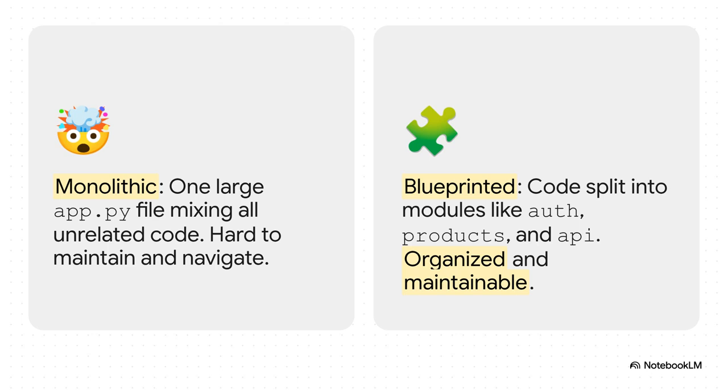And you can see the benefit immediately. Look at this. On the one hand, you've got the monolith, one giant file where everything's jumbled together. User logins, product pages, API stuff, it's a mess. But with blueprints, you get this clean, logical structure. Got a bug in the login process? Easy. You just go straight to the auth blueprint. It makes everything so much easier to find and manage.